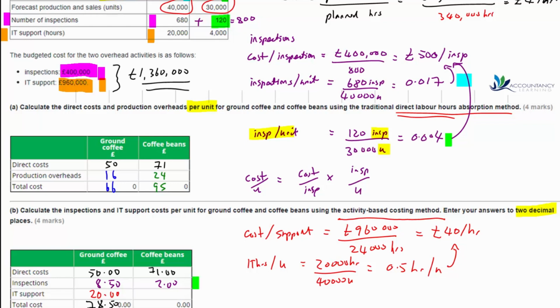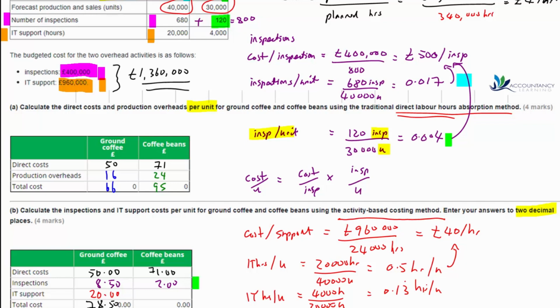And then what about for our coffee beans? So again, we want to work out our IT hours per unit. So we've got 4,000 hours and 30,000 units. So we've got 4,000 hours divided by 30,000 units. So that gives us 0.13333 hours per unit. Now remember, in the AAT approach, that we need to use the number in our calculator here, not a rounded version.